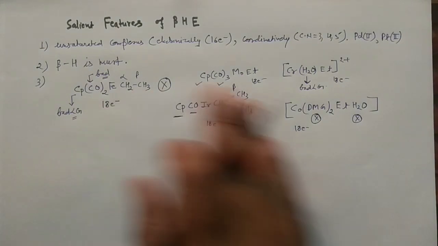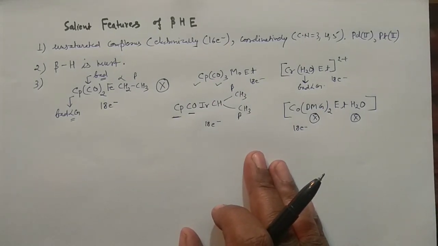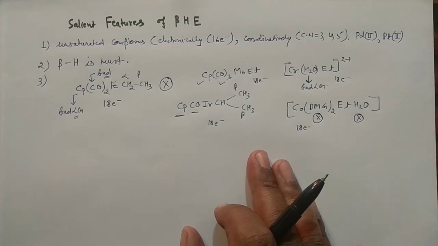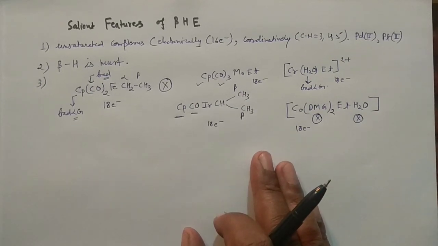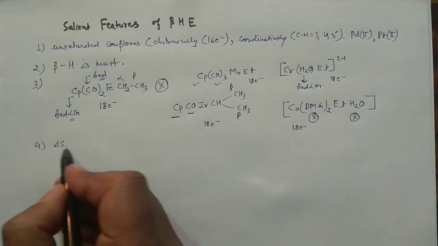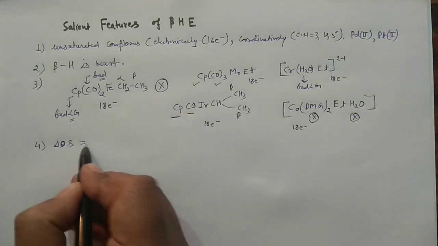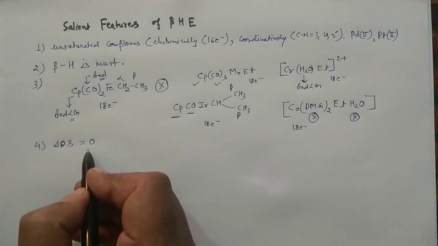But if any one of the ligands is a good leaving group, then obviously they will undergo the beta hydride elimination reaction. So if you don't know how to decide which ligand will behave as a good leaving group or not a good leaving group, I'll make a separate lecture on the leaving ability of the group. Right now you can understand in that manner also. So these are the features, right? And then number 4, no change in the oxidation state. The change in oxidation state, delta OS, would be 0. So this is important, okay?